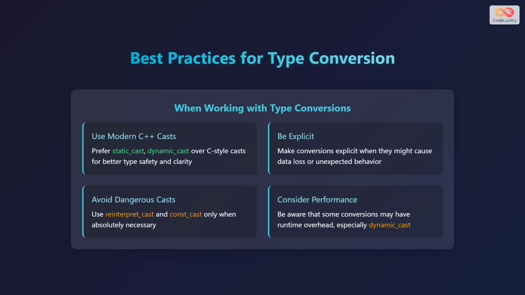Here are some best practices to keep in mind when working with type conversions in C++. Use modern C++ casts. Prefer static_cast and dynamic_cast over C-style casts for better type safety and clarity. Be explicit. Make conversions explicit when they might cause data loss or unexpected behavior. Avoid dangerous casts. Use reinterpret_cast and const_cast only when absolutely necessary, as they can lead to undefined behavior. Consider performance. Be aware that some conversions may have runtime overhead, especially dynamic_cast, so use them judiciously.